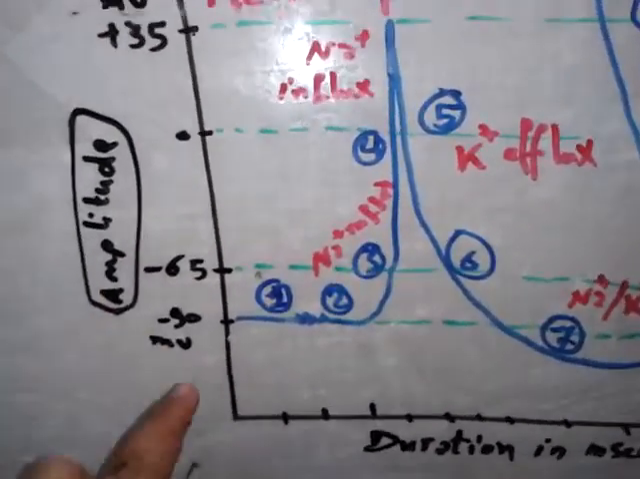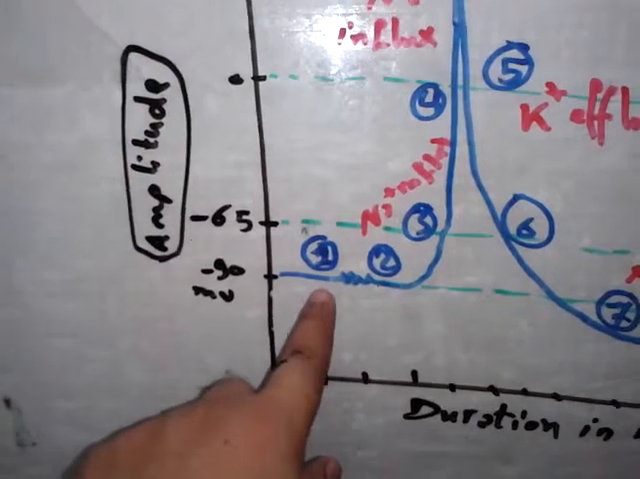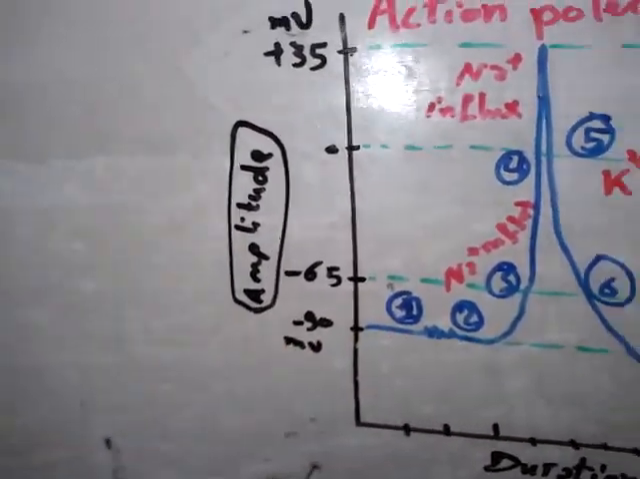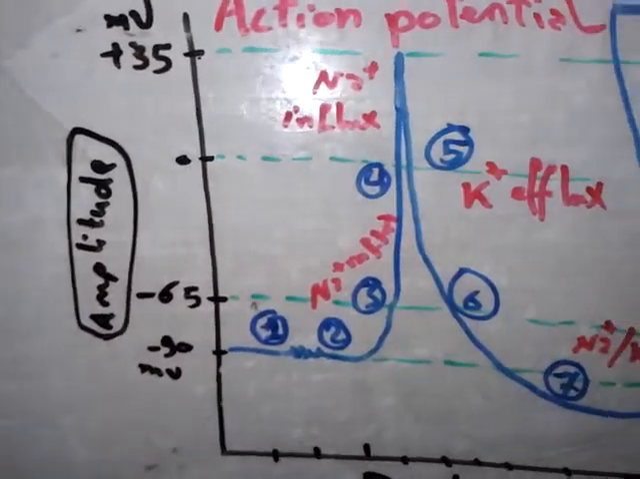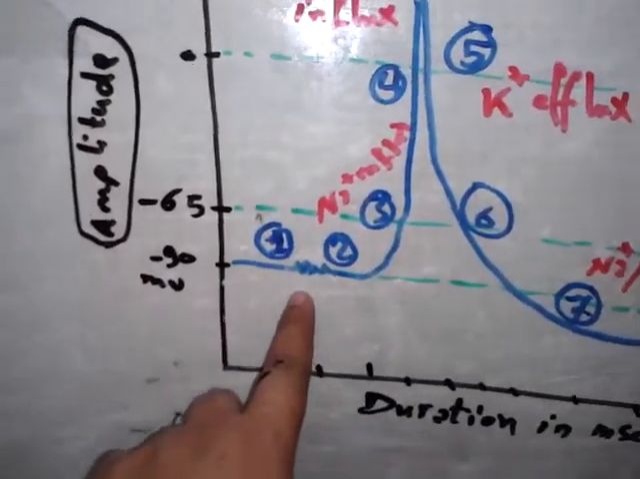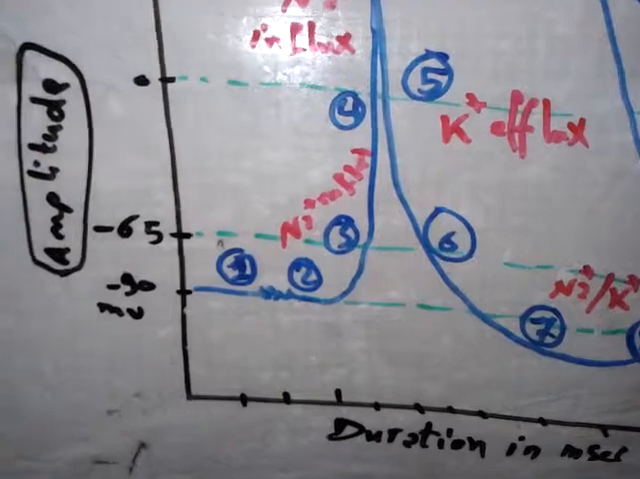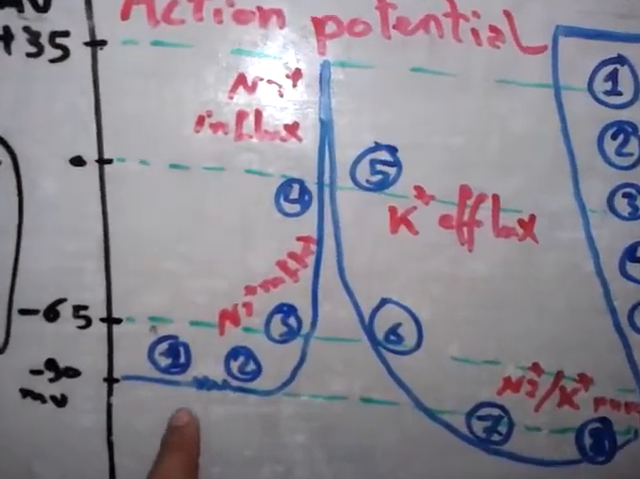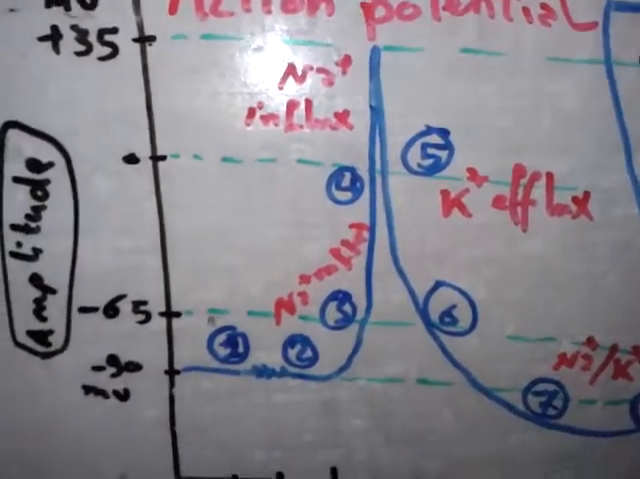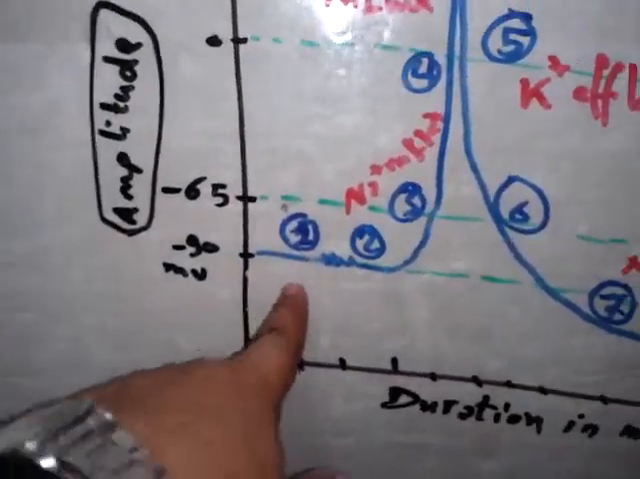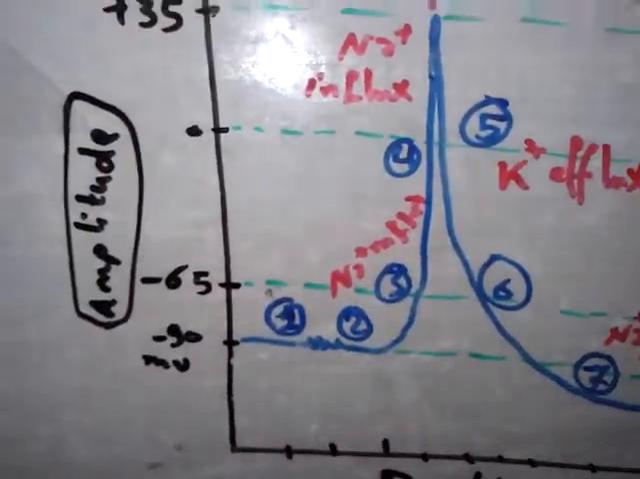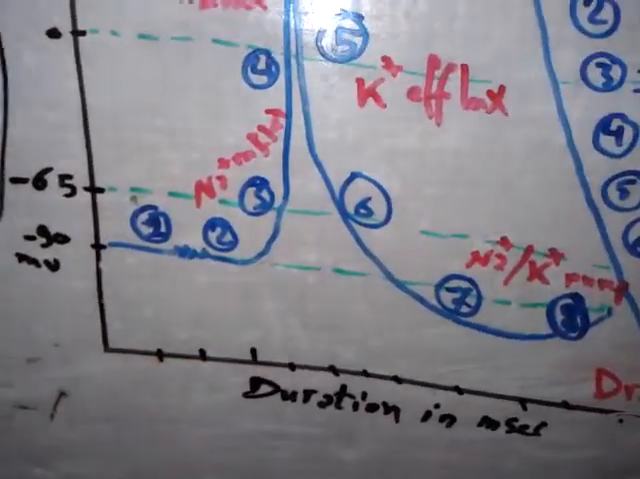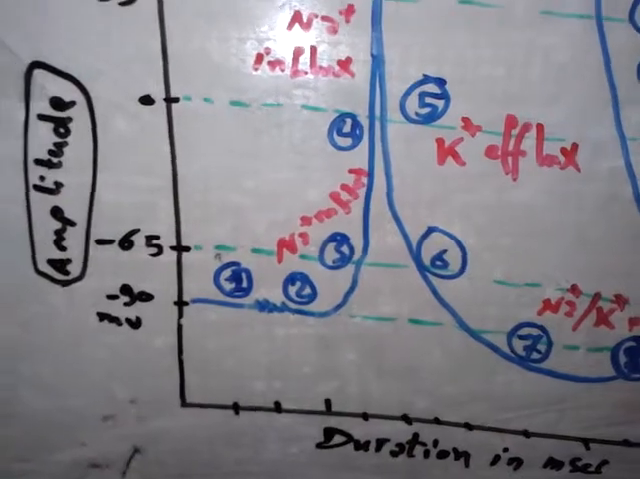At the site of stimulus artifact, as we see before this part, resting membrane potential is stable, minus 90 millivolt. Upon stimulation, there is irregularity in this resting membrane potential due to leakage of some current from the stimulus, and it indicates the site of application of stimulus, so it is called stimulus artifact. Between this point and the start of depolarization, it is the latent period.